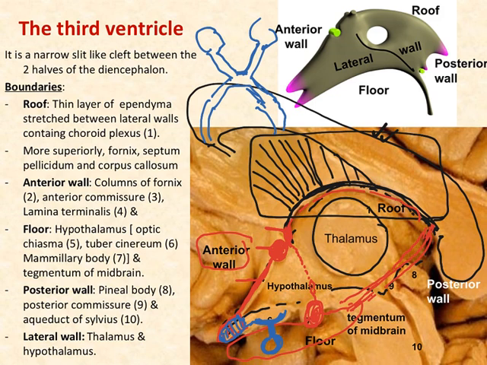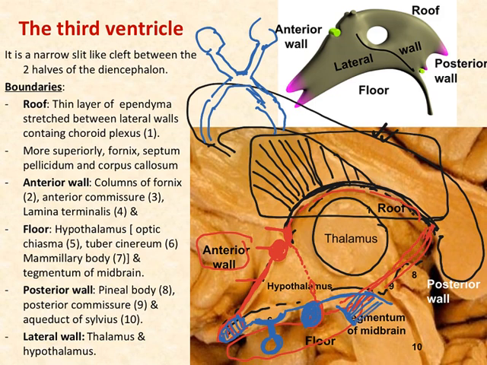Moving more posterior, we will find this rounded structure, which is the mammillary body. This is the last nucleus of the hypothalamus, and also represents part of the floor of the third ventricle. The last structure to form the floor of the third ventricle is this part here of the midbrain, and I'm sure that you know that this is the tegmentum of the midbrain.